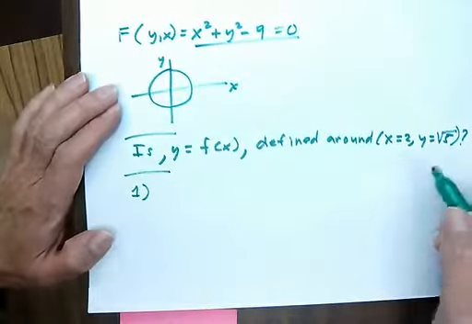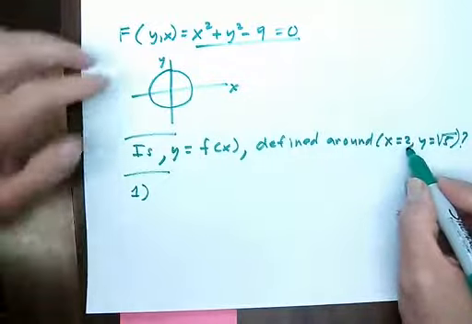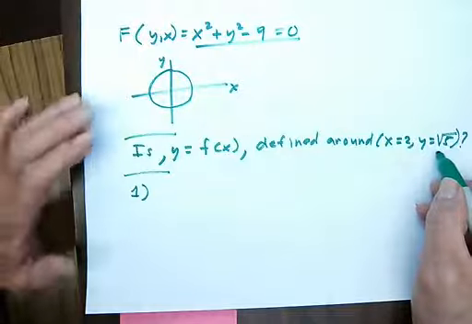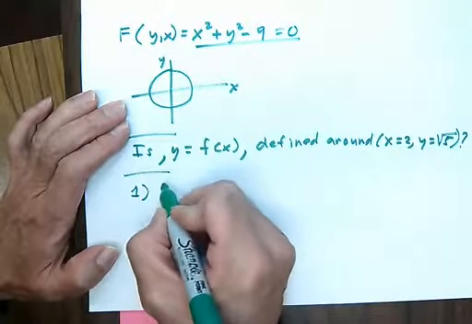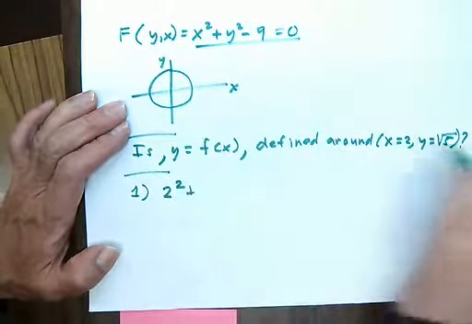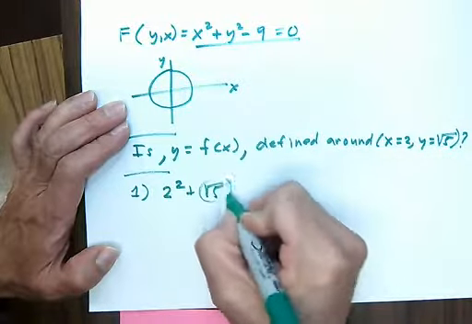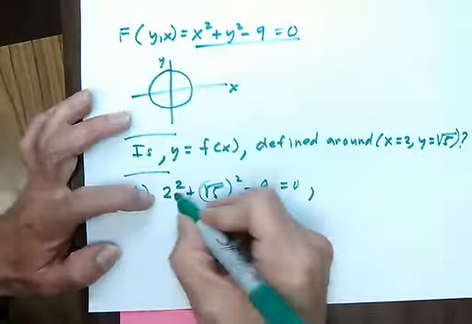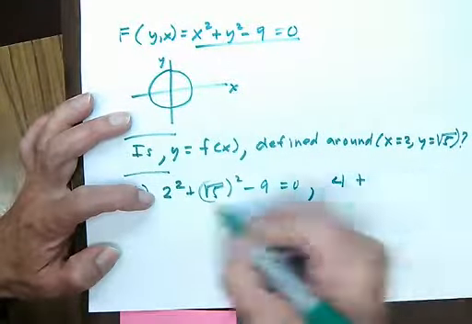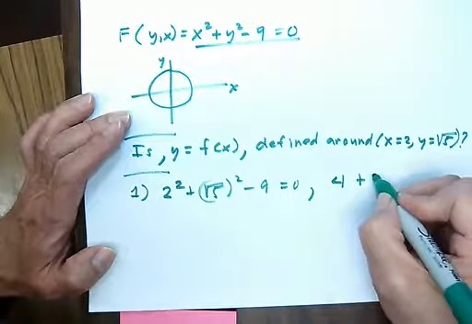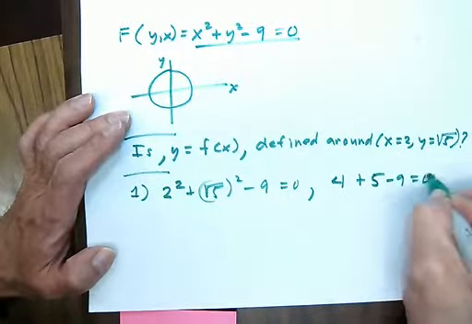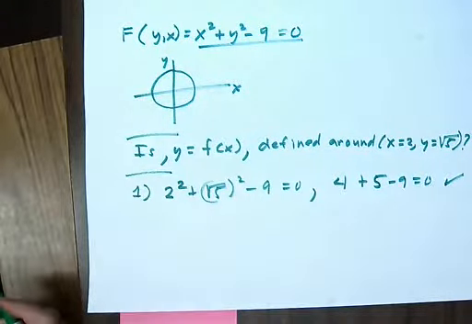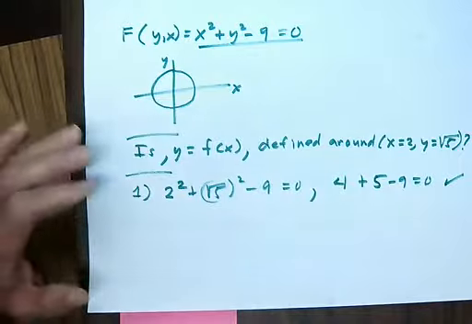So how can we see if that does lie on that circle or not? Put in the value of x into our capital F equation and put in this value of y also, and we get the following result: 2 squared plus the square root of 5 squared minus 9 equals 0. And is that true? Well, 2 squared is 4, plus the square root of 5 squared is just 5, minus 9 equals 0, and that checks out. So the first condition of the implicit function theorem is satisfied.